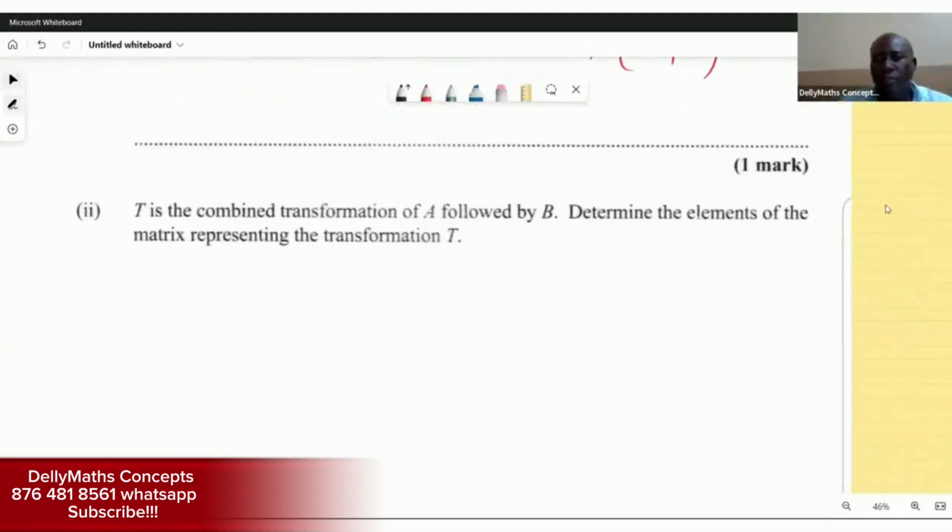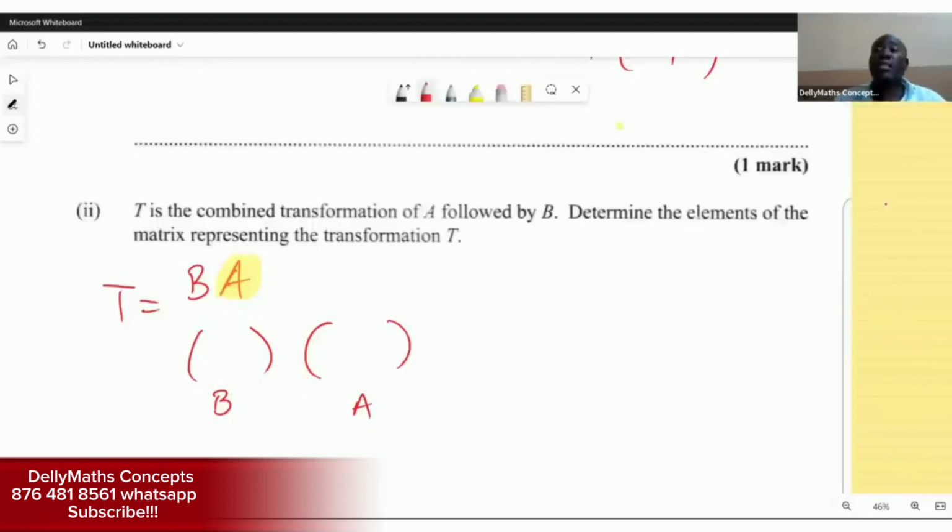T is a combined transformation of A followed by B. Determine the elements of the matrix representing T. Now, what we want to understand is that when we have a combined transformation, it's like we're doing functions here. So we have to be careful how we attack this. It's going to be the B outside and the A inside. So that transformation is BA. The one on the inside is the one that is used first, just like when we're doing a composite function, which means we have to set up the two matrices with the B matrix there and the A matrix there.